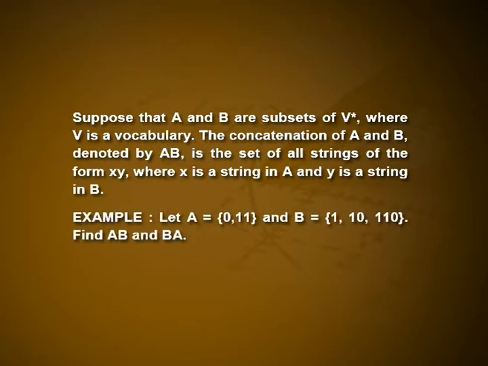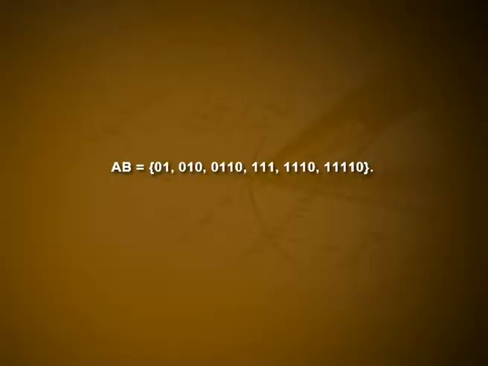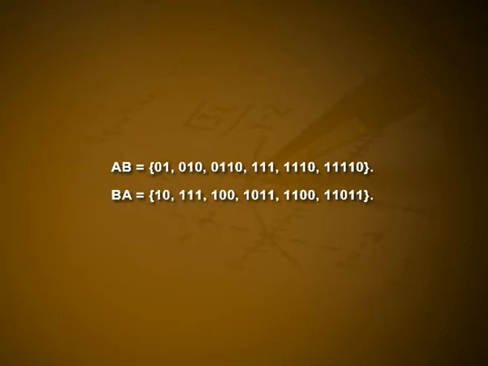We will see one example. Let A be the set {0, 11} and B is equal to the set {1, 110, 111}. Find AB and BA. The set AB contains every concatenation of a string in A and a string in B. Hence, AB is the set {01, 0110, 0111, 111, 11110, 11111}. The set BA contains every concatenation of a string in B and a string in A. Hence, BA is the set {10, 1110, 1111, 110, 11011}.